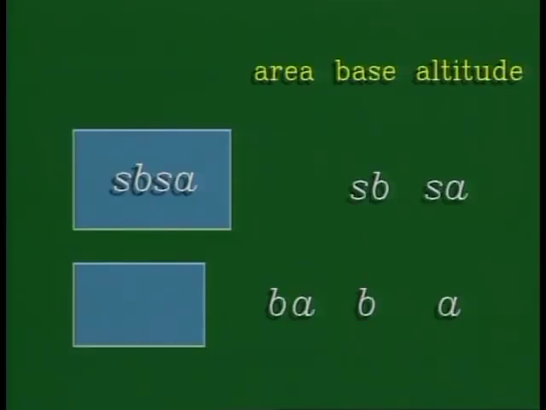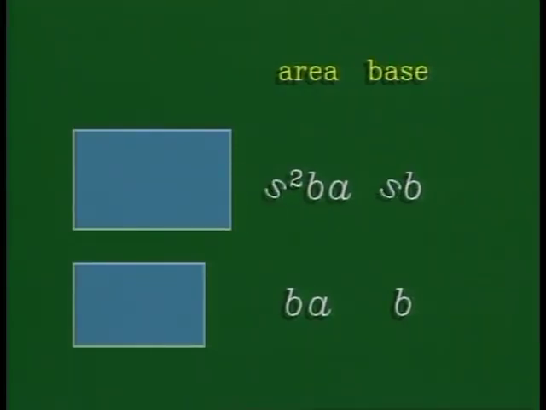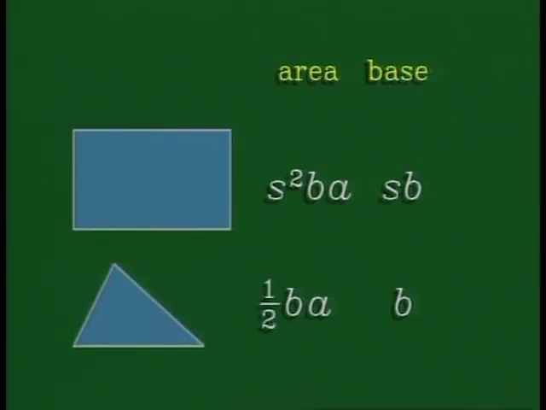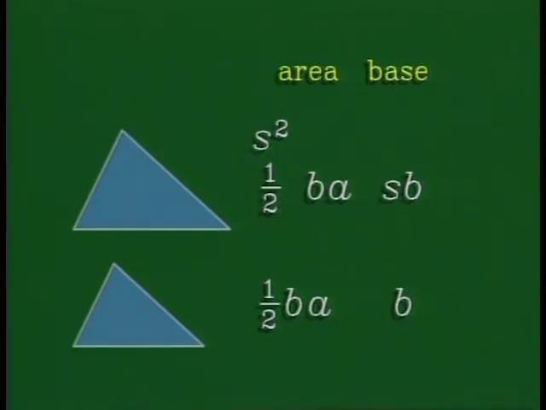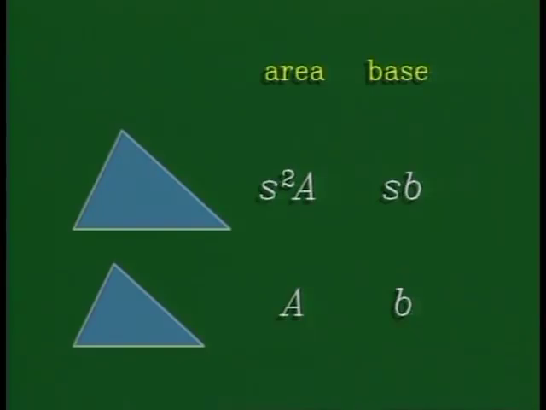Vertical stretching multiplies the area by s, and horizontal stretching multiplies by s again. So, altogether, the area of the original rectangle gets multiplied by s squared. Scaling a rectangle by a factor s multiplies its area by s squared. The area of a triangle is half that of a rectangle with the same base and altitude. So if the triangle is scaled by a factor s, its area is multiplied by s squared.